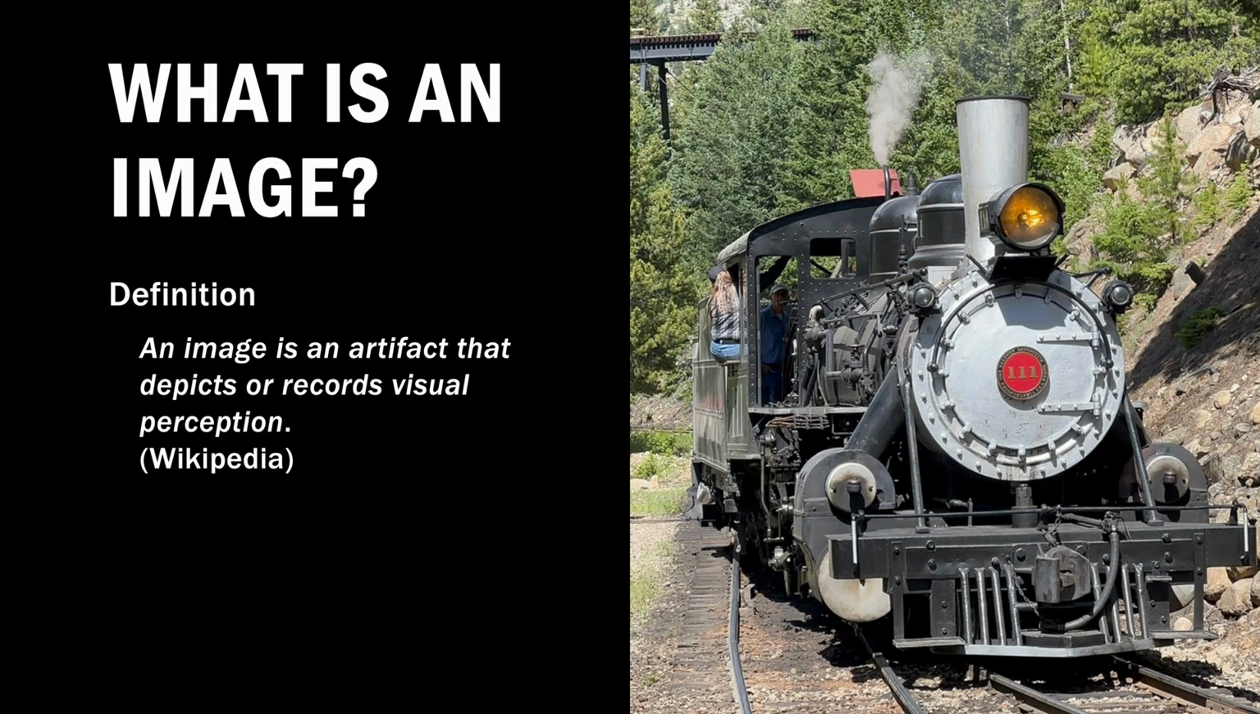An image can be described as an artifact that depicts or records visual perception. In other words, it is a way of capturing what we see in the real world. For example, the photo on this slide, taken at the Georgetown Loop Railroad near Denver, records not only the shape of the train, but also the surrounding scenery. In digital image analysis, we treat an image not just as a picture, but as data that can be stored, processed, and interpreted by a computer.